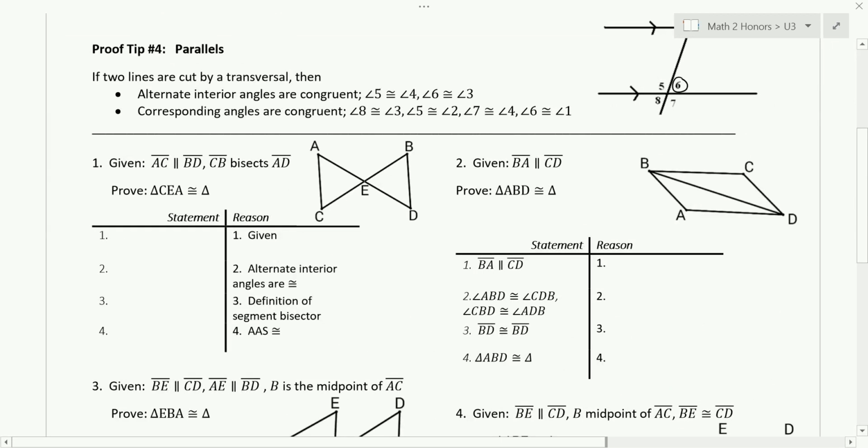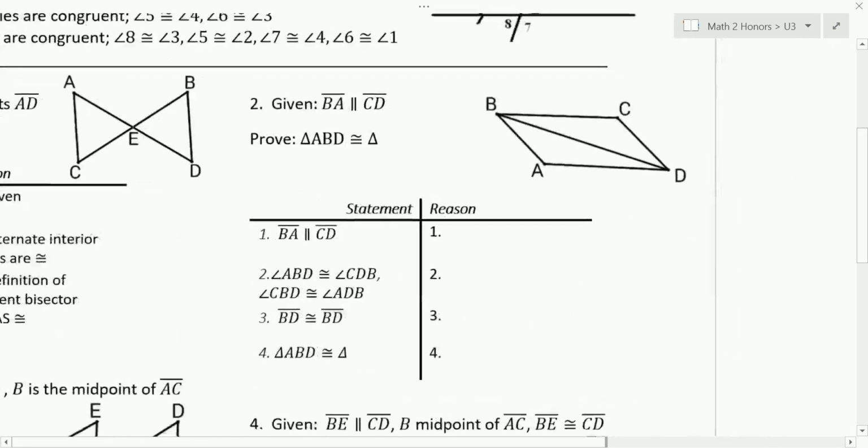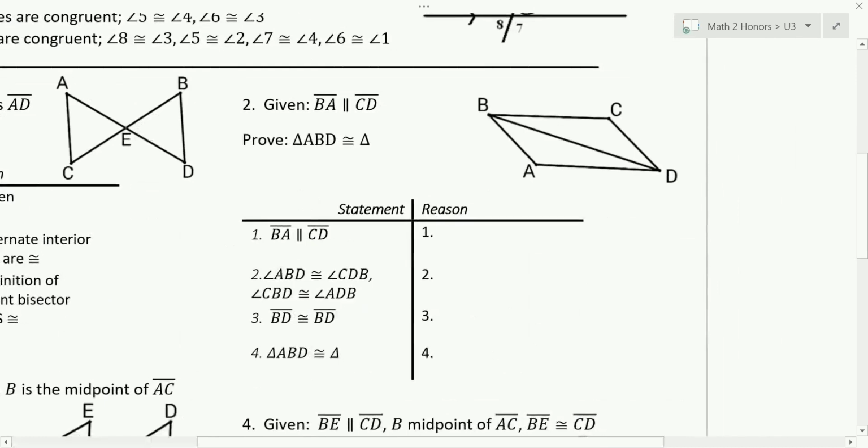So let's start with number 2. We have a little bit of notation here. In the given, it says segment BA, we have these two vertical lines right next to each other, and that's a symbol for parallel. It's segment CD. When we mark that on here, we use arrows to indicate parallel. So BA is parallel to CD.